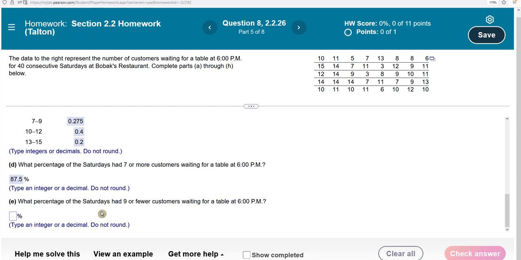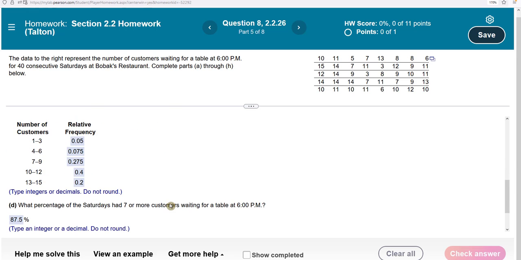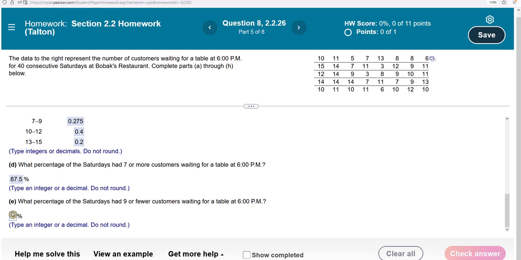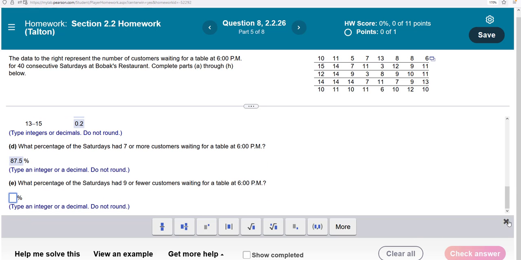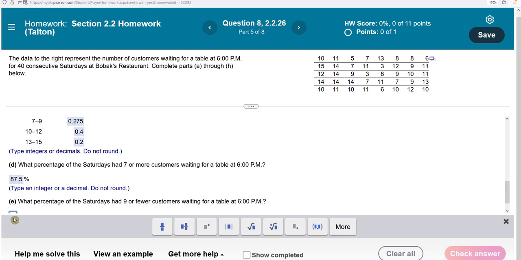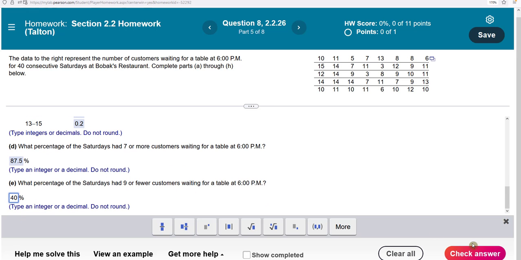And then for the next one, what percent of Saturdays had 9 or fewer? 9 or fewer. Okay, so we're going to look at between 7 and 9 and everything below that. So that's going to be 0.05 plus 0.075 plus 0.275. Okay, so you will look at the relative frequencies to calculate the answer. I got 0.4, so that would be 40%.